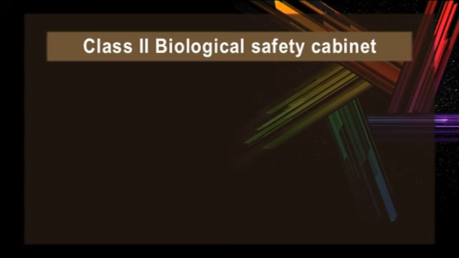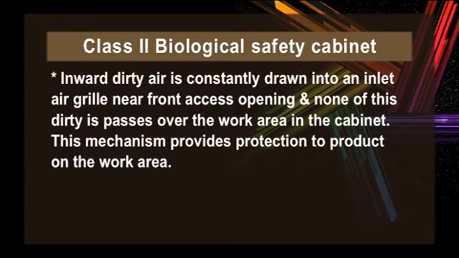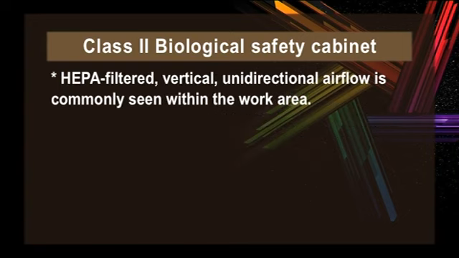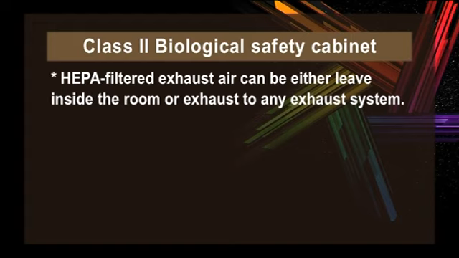Class 2 biological safety cabinet. Inward dirty air is constantly drawn into an inlet air grill near the front access opening, and none of this dirty air passes over the work area in the cabinet. This mechanism provides protection to the product on the work area. HEPA filtered vertical unidirectional airflow is commonly seen within the work area. HEPA filtered exhaust air can either leave into the room or be exhausted to an exhaust system.